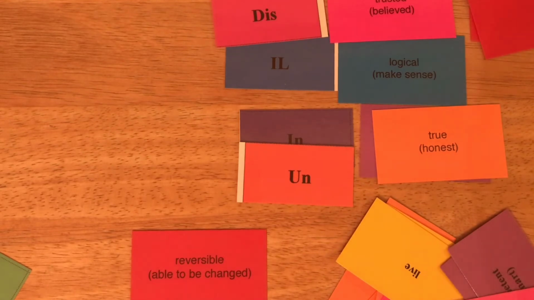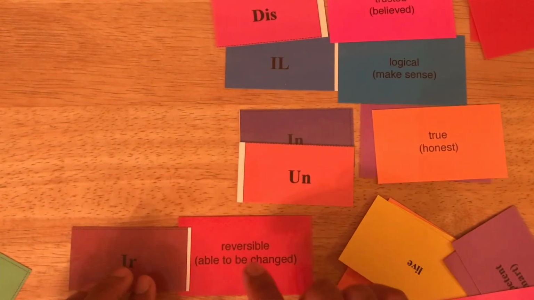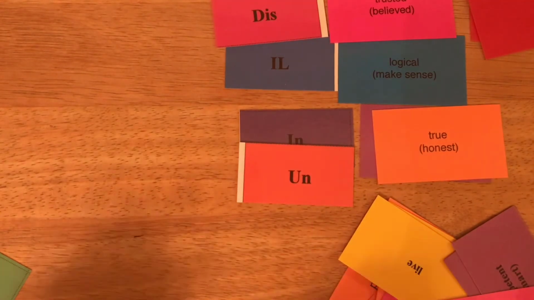The law can be reversed. The president hopes to reverse. The president recently reversed his decision on immigration, showing that laws are reversible. They're able to be changed. My new word is irreversible. IRREVERSIBLE. Laws are irreversible. I'm the king, and what I say is irreversible. It's not able to be changed. It can't be changed. You see how I made a new word with IR?